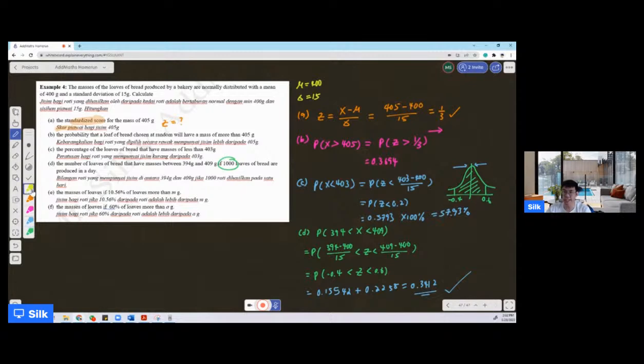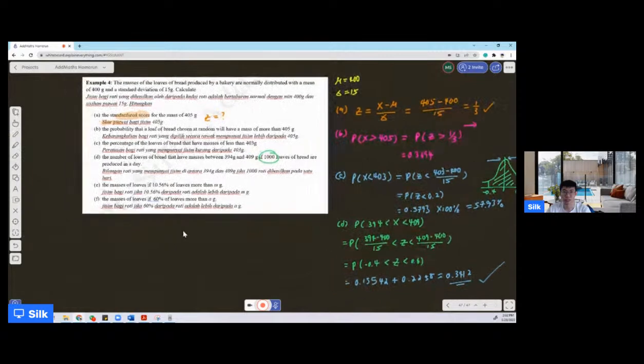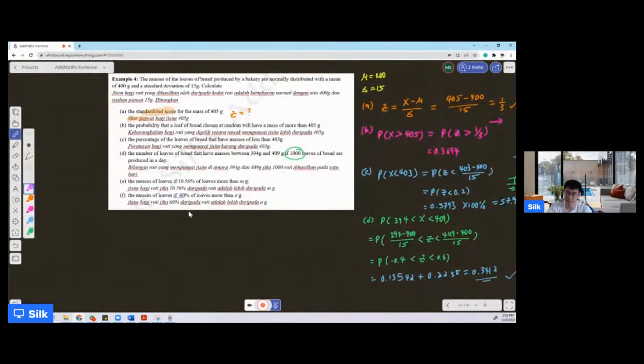Okay, now let's look at the E. If I take a look on the E here, they say find the masses of loaf. Oh yeah, just now I want to see how many bread, right? Number of loaf of bread. So 0.3412, I need to times 1000 bread in total. So I will get 341.2 bread is between 394 to 409. That's the answer. So you can say around 341 bread.